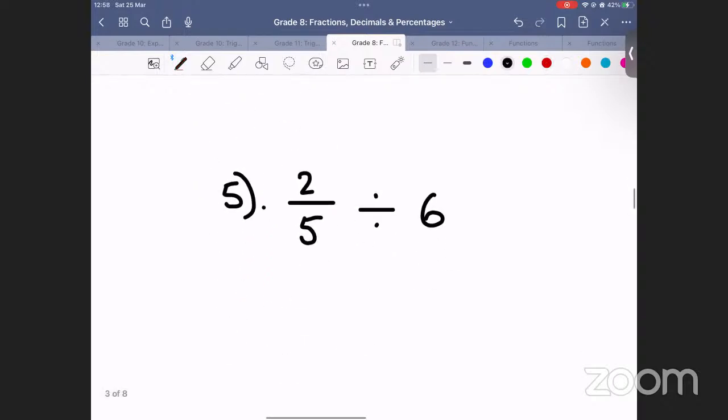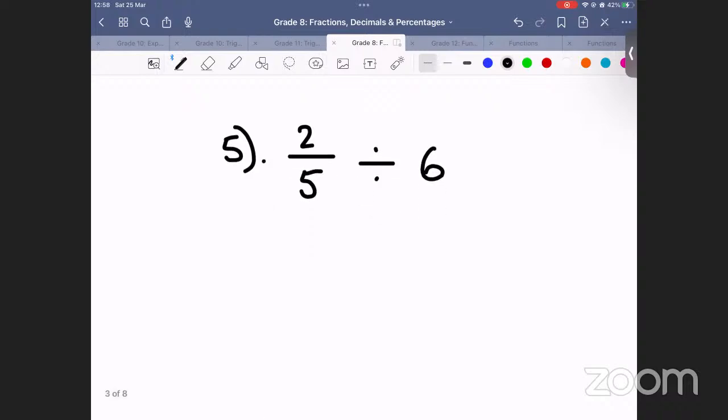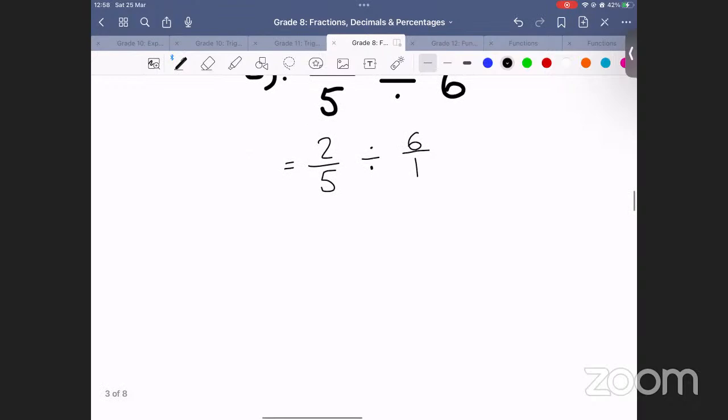Let's talk about the last and final example. 2/5 divided by 6. Remember, you're going to make it 2/5 divided by 6/1. You have to convert it to a fraction first, which is simply 6/1, okay? Thereafter, you need to tip and times. So you keep the first one the same, multiply, and then instead of having 6/1, you're going to have 1/6.